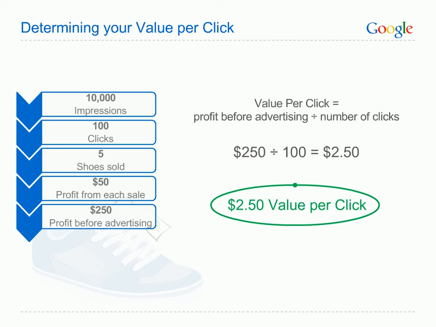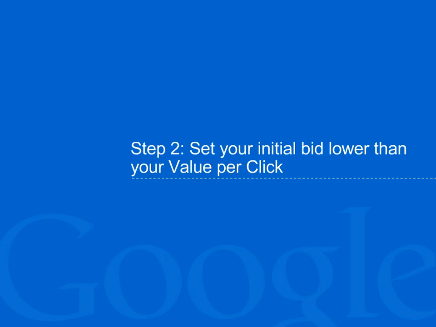Fortunately, you don't need to understand this concept in detail to bid effectively in AdWords. It's actually much easier to simply experiment with different bids, and that's what we'll show you how to do now. Now that we know the value per click of our shoes ad group, we can use this information to find the most profitable Max CPC bid.